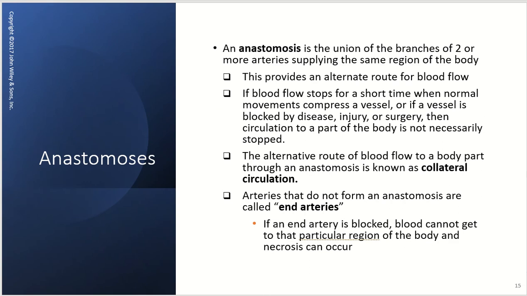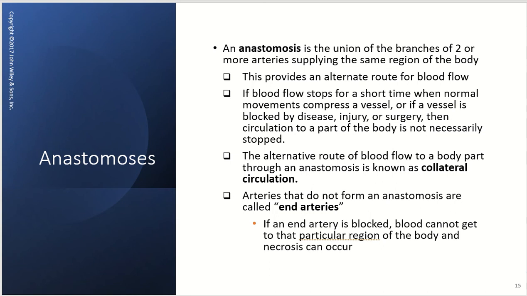So moving on, let's look at something called an anastomosis. This is going to be the union of the branches of two or more arteries that supply the same region of the body. This provides an alternate route for blood flow. If blood flow stops for a short time to a part of the body when normal movement is compressed for some reason, or if a vessel is blocked by disease, injury, or surgery, then circulation to that part of the body is not necessarily going to be stopped overall.